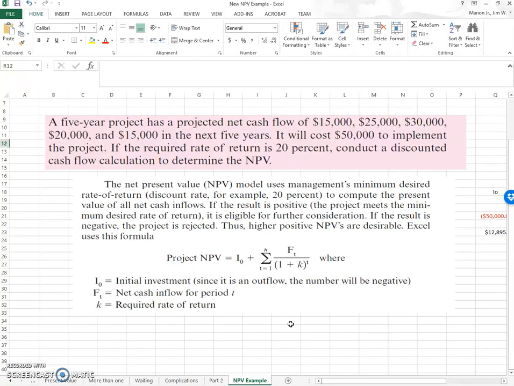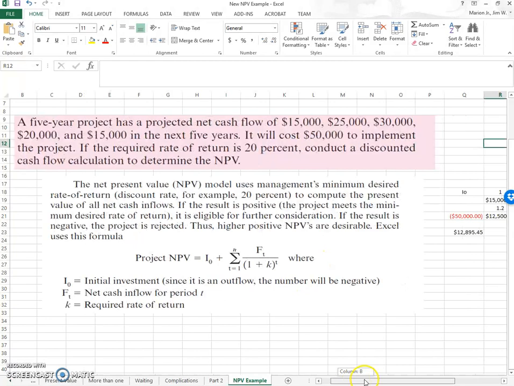Okay, the project NPV: you take the initial investment and then the sum of the future discounted cash flows. That is what that sideways M is saying. That's a summation. Your summation is of future cash flows divided by 1 plus the discount rate, or the required rate of return, or interest rate, as we've described it.